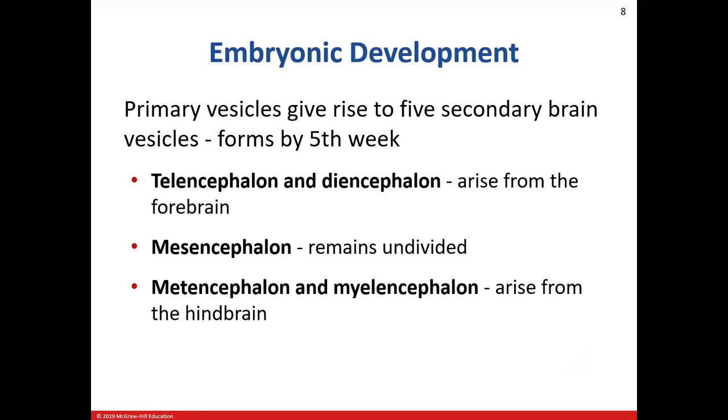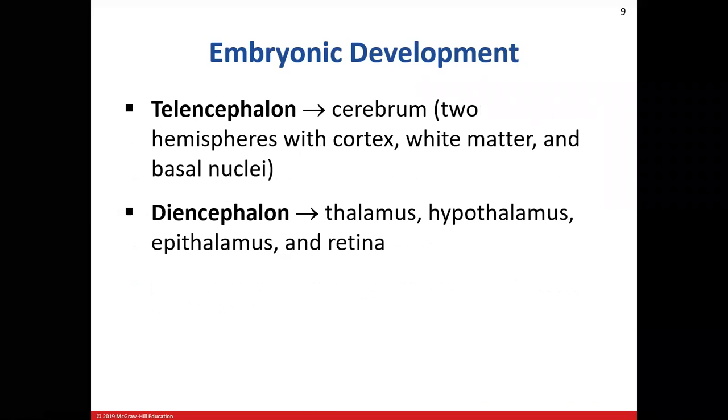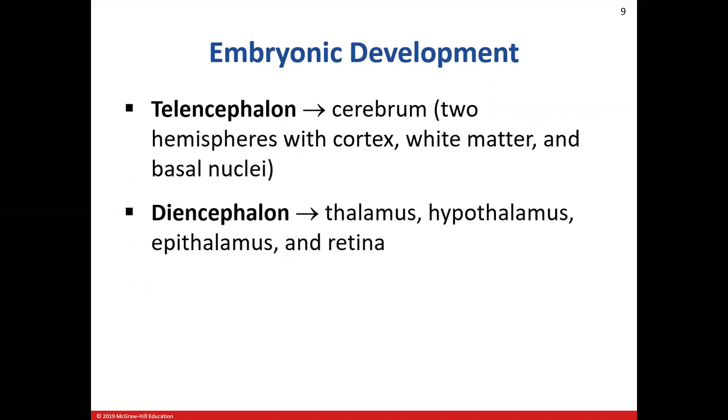The mesencephalon is going to remain undivided, and the mesencephalon gives rise to the midbrain portion of the brainstem. The metencephalon and the myelencephalon arise from the hindbrain, and they're going to give rise to the pons and the medulla oblongata, respectively, and those also are parts of the brainstem. Now, when we look at the structures that develop from those secondary brain vesicles.